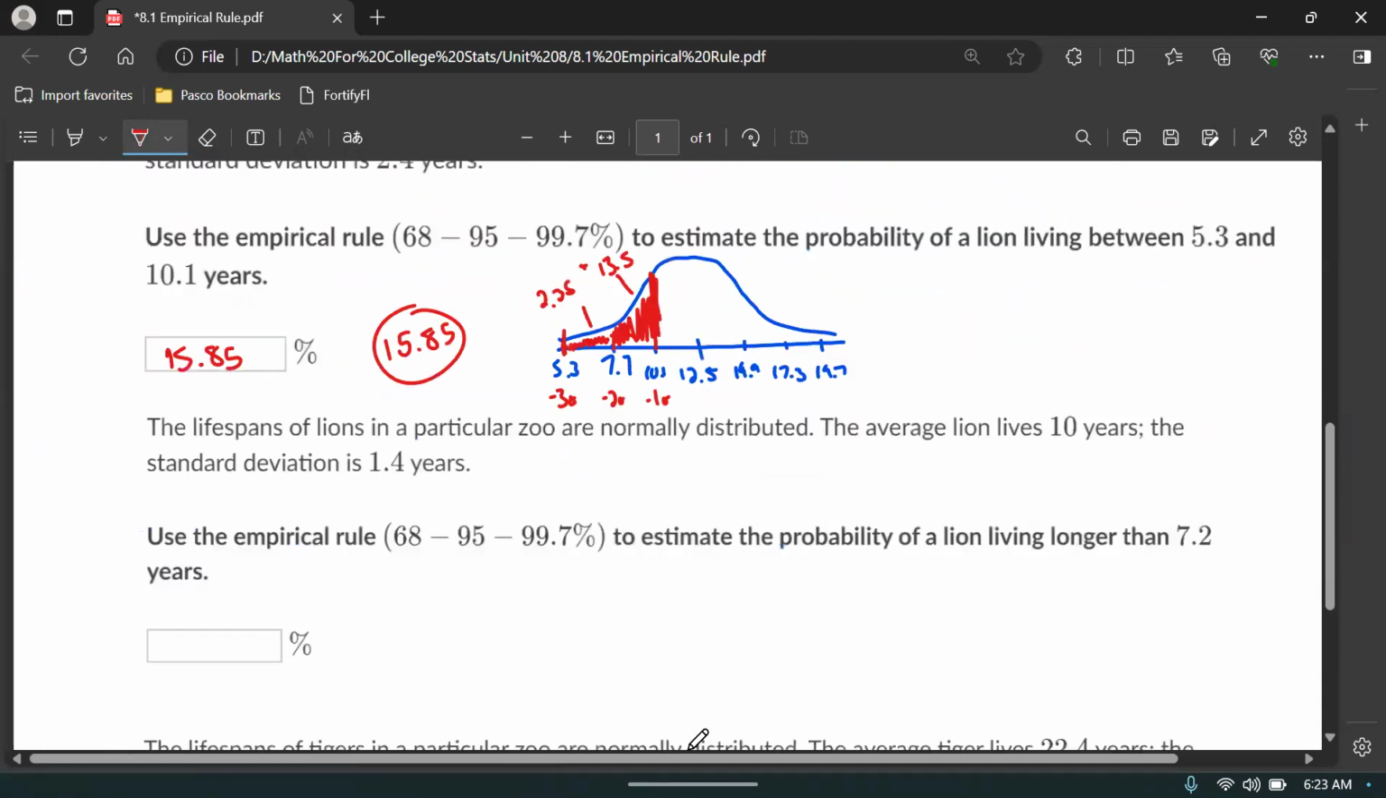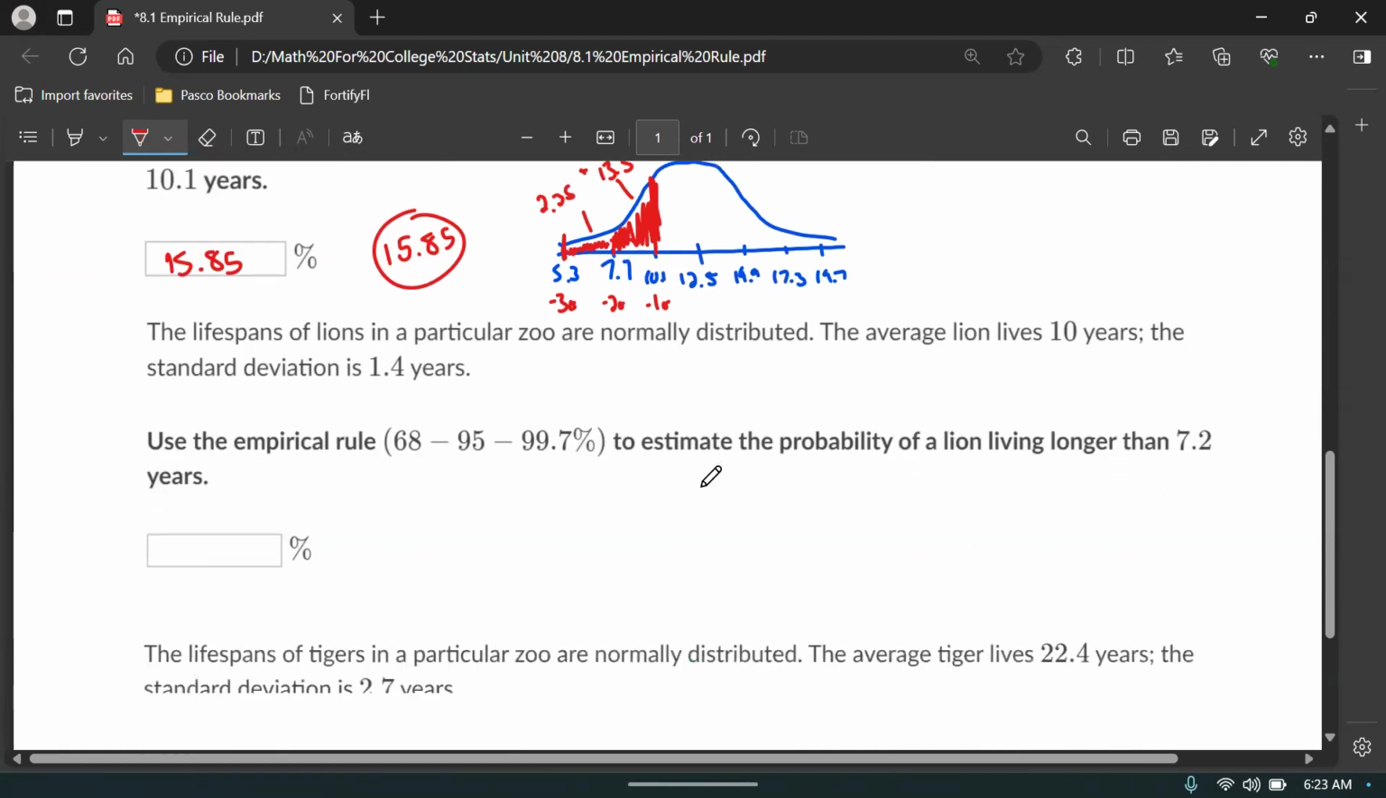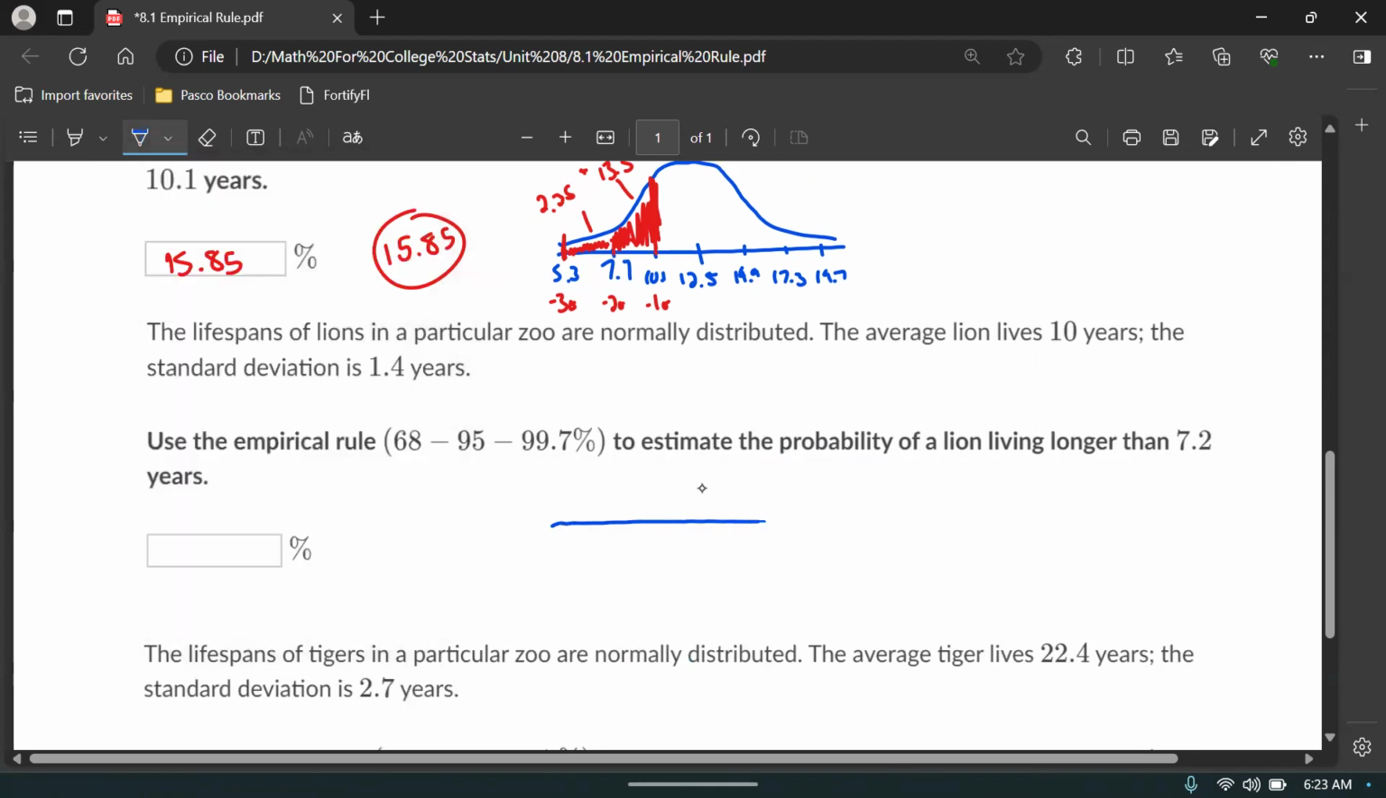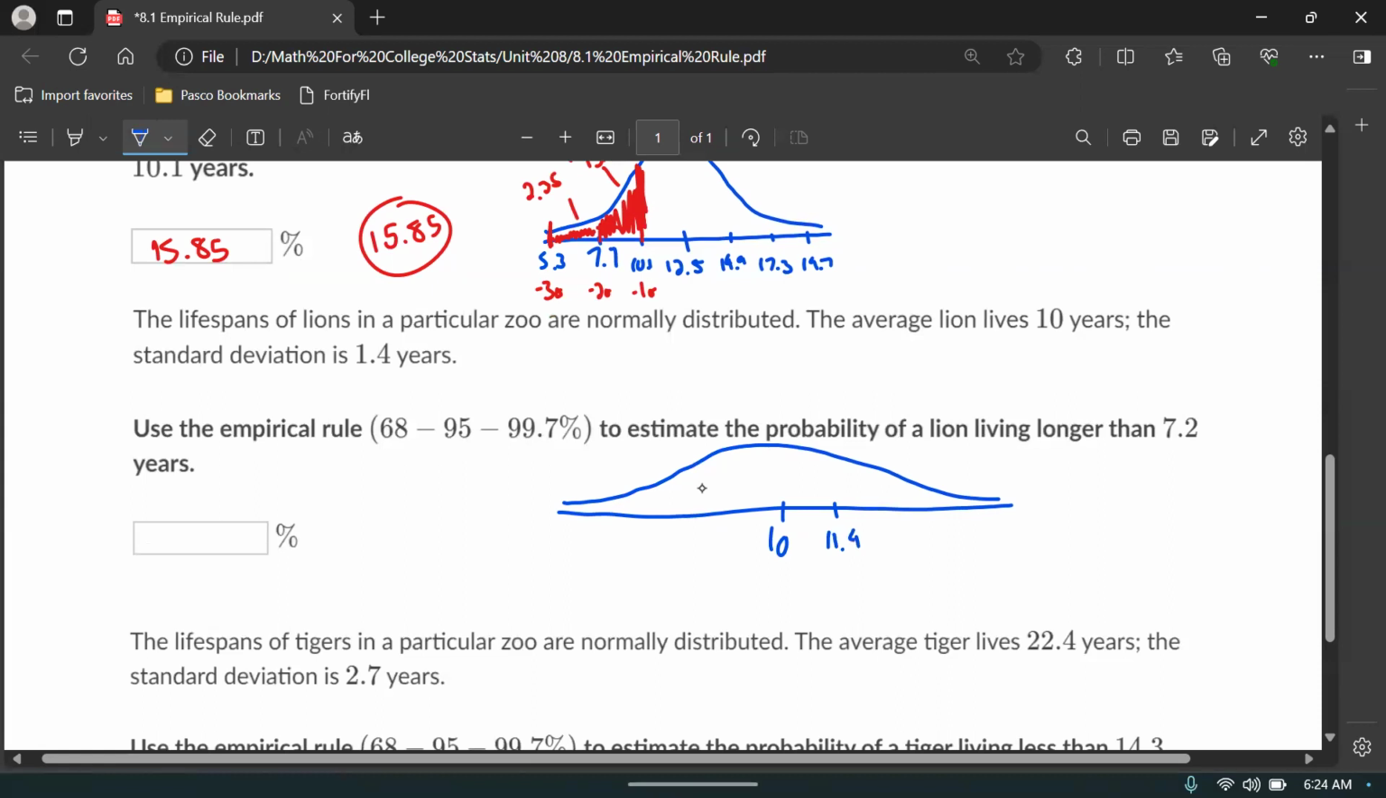We're gonna do another question. Lifespan of lions, particularly in a zoo, normally distributed with an average of 10 years. Standard deviation is 1.4. So let's make our number line for this. I'm gonna make it a little longer so it's easier to spread out a bit. So mean is 10 years, right? Curve doesn't have to be perfect. All right, standard deviation is 1.4. So we got 10 plus 1.4, which is 11.4. That's one standard deviation.